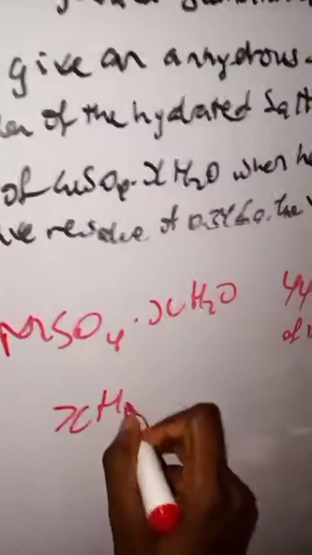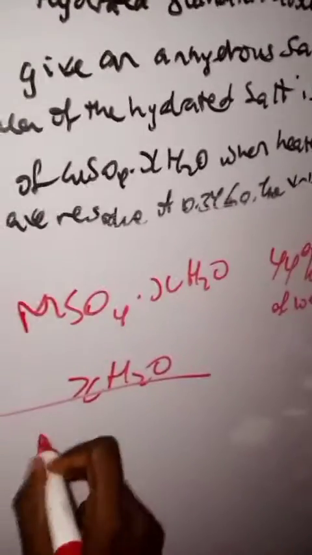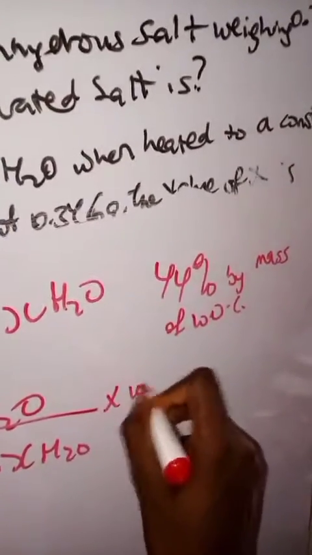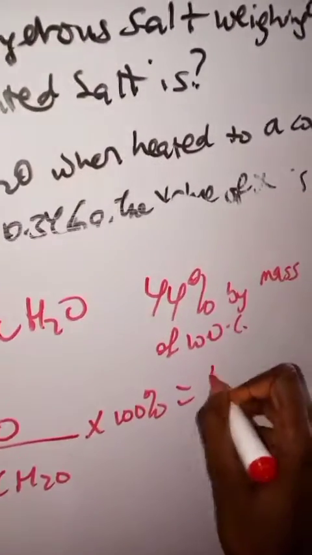Then what will be the value of your x? What will be your x? Let's solve it now. So you know already that the percentage of water of crystallization, xH2O over MSO4.xH2O times 100%, will give you what? Will give you 44%.